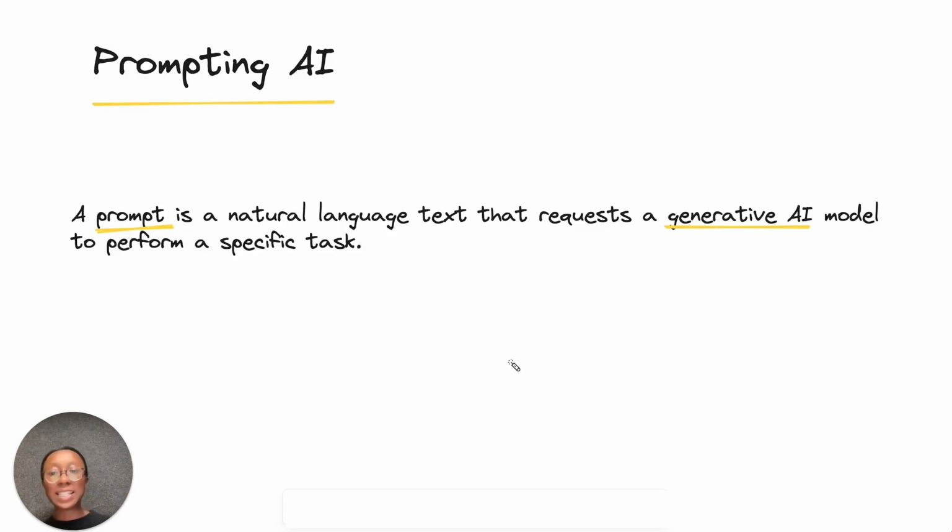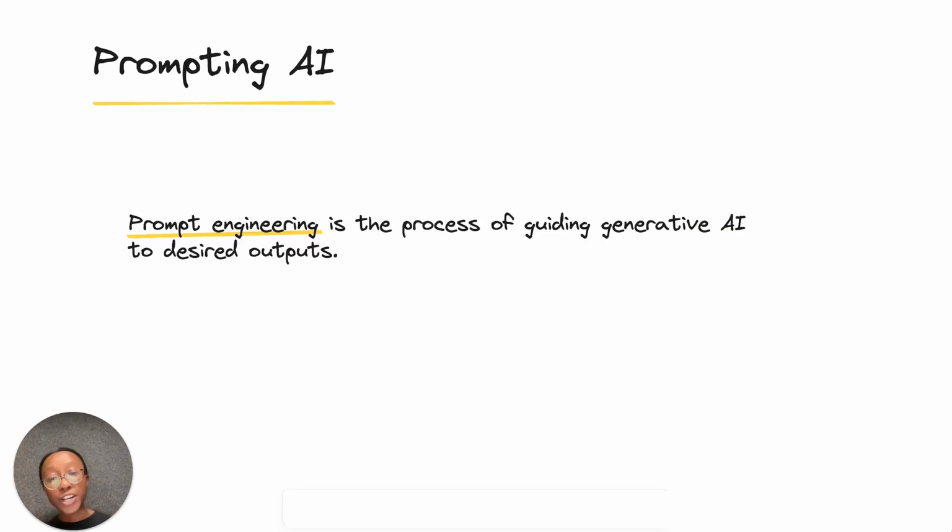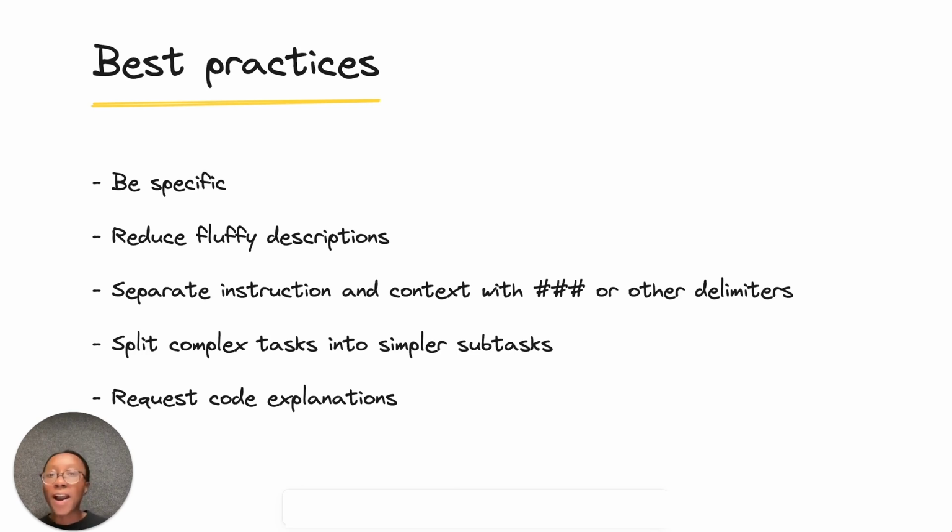So a prompt is a natural language text that requests a generative AI model to perform a specific task. And prompt engineering is the process of guiding generative AI to desired outputs. Some best practices to help you write better prompts to generate code are: be specific, reduce fluffy descriptions, separate instructions and context with delimiters, split complex tasks into simpler subtasks, and request code explanations. And we'll dive into some examples to really illustrate what we mean here.